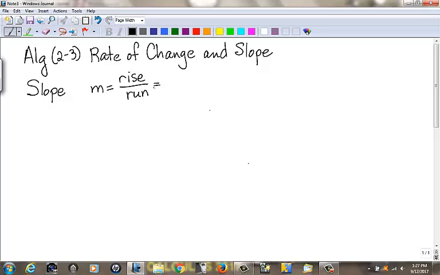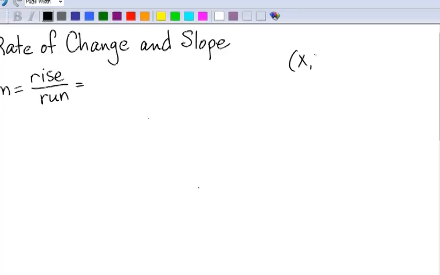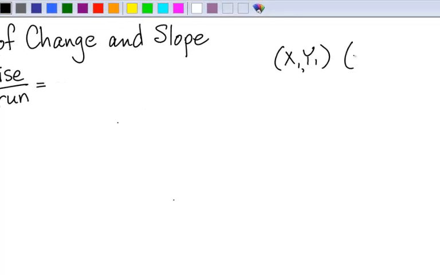And if I give you two ordered pairs, x sub 1, y sub 1, and x sub 2, y sub 2, and make sure you write those as subscripts, okay? Then if you have those two ordered pairs, it's y sub 2 minus y sub 1. That's the change in the rise. And the run is x sub 2 minus x sub 1. So that's the formula for figuring slope if they give you two ordered pairs.